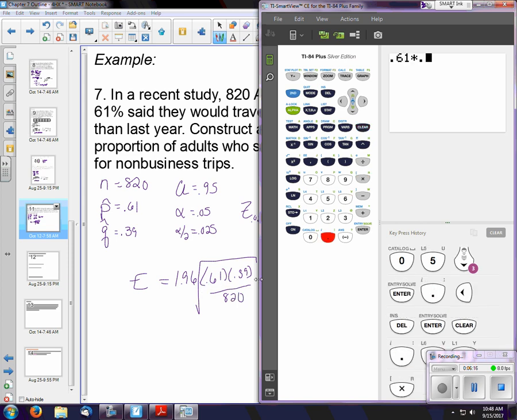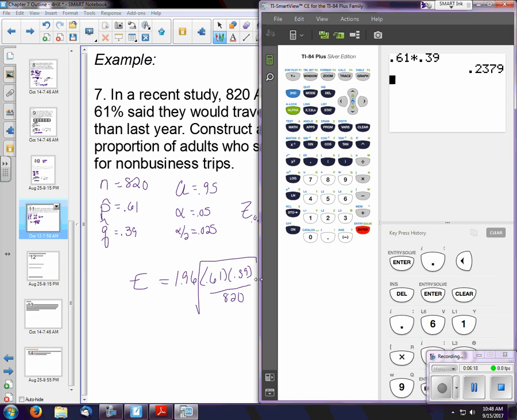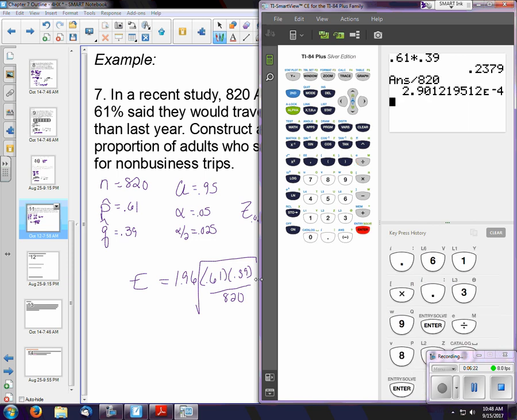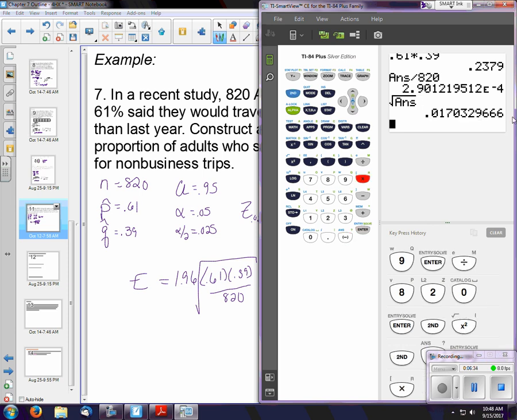0.61 times 0.39, divide that by 820, and then take the square root of that number. Don't try and type that in. Use the second ANS because that plugs in what's on the line above it, and then that gets multiplied by the z-score.